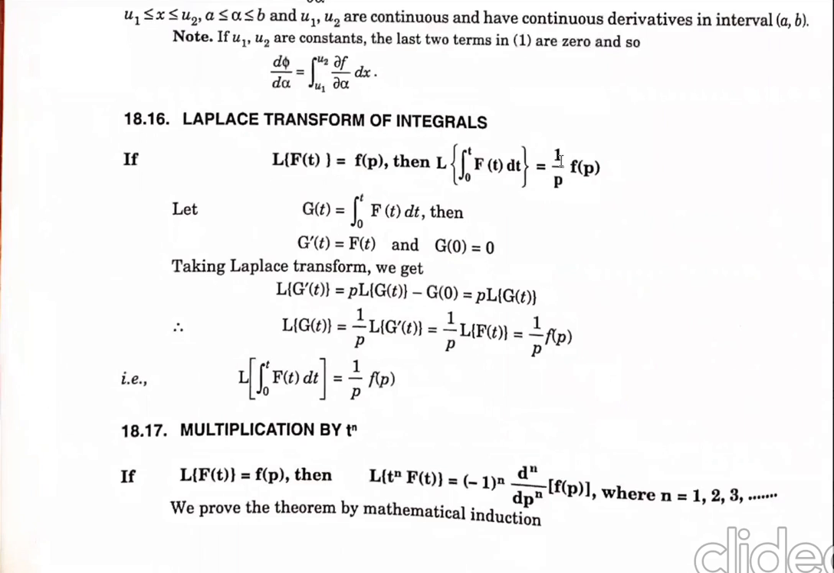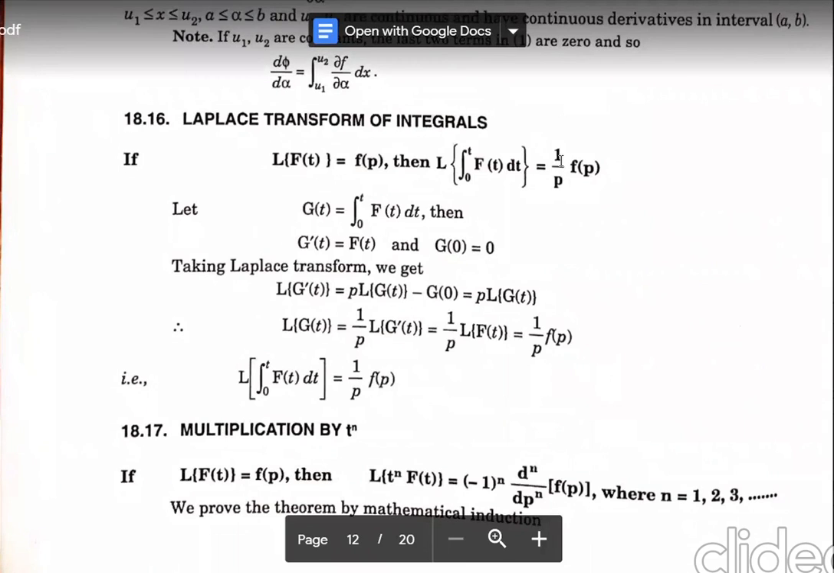Now, the next part is the Laplace transform of integrals. Like we have got the Laplace transform of derivatives, similarly you will get the Laplace transform of integrals. So, what is the first? If the Laplace transform of some function f of t is equal to f of p, then the Laplace transform of the integral from 0 to t of f of t dt is equal to 1 by p into f of p.